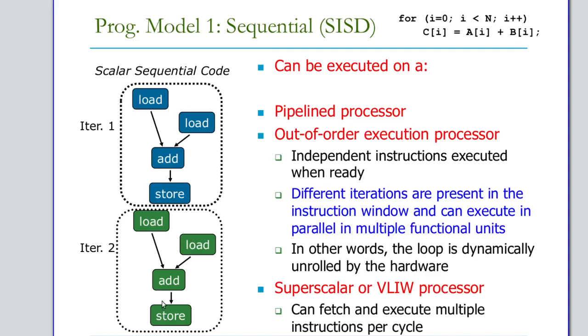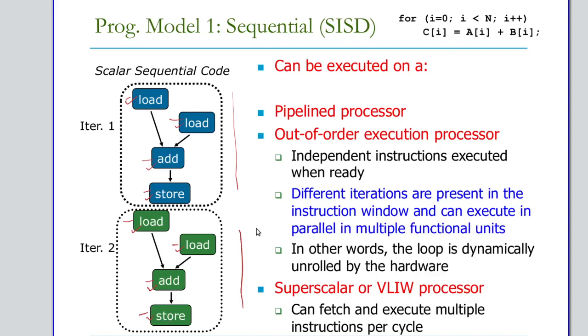See, this is the scalar code, this is the iteration and this will execute. One by one these iterations will keep on executing. What will happen? First we fetch this instruction, load the data, fetch this instruction, load the data, fetch this instruction, perform addition, fetch this instruction and perform store. We will again fetch this instruction, load the data, fetch this instruction, load the data, fetch this instruction and perform addition, fetch this instruction and store.